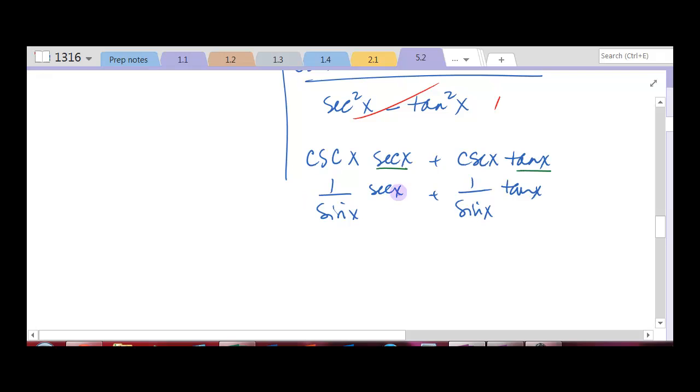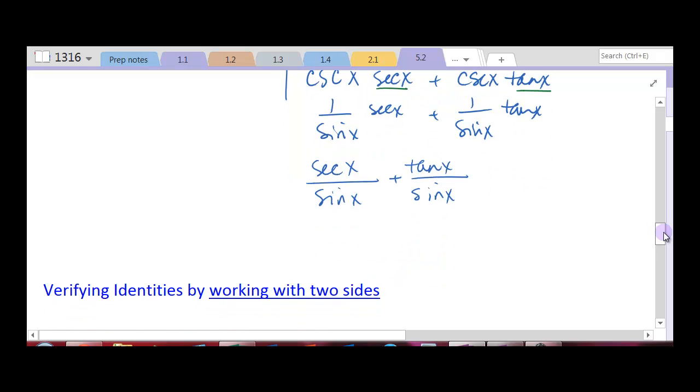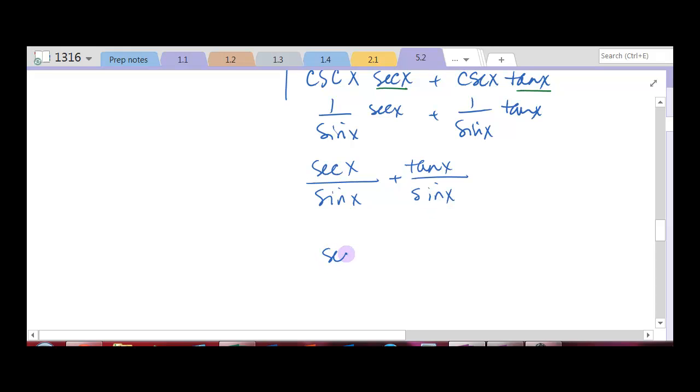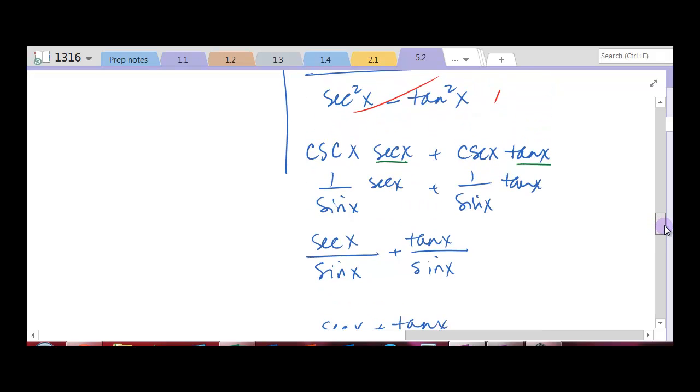Okay, well now that becomes secant x over sine x plus tan x over sine x, and again I can take this and rewrite it with a single denominator, and I end up with secant x plus tan x all over sine x, which is what I was trying to show in the first place.